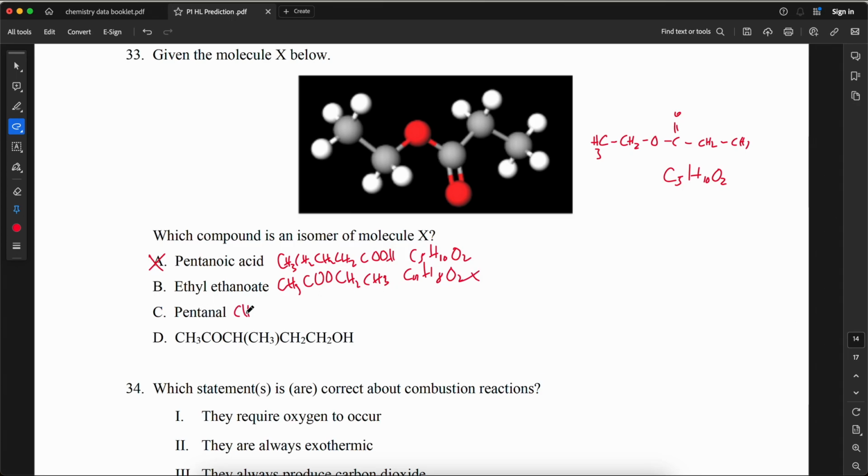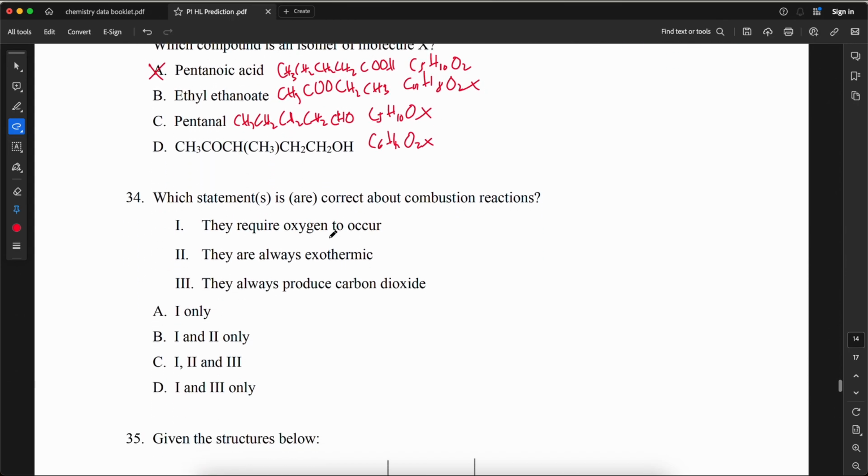Pentanol is CH3, CH2, CH2, CH2, CH2OH, C5H10O, it's not an isomer. And this one is C6H12O2, also not an isomer. So the answer is A.